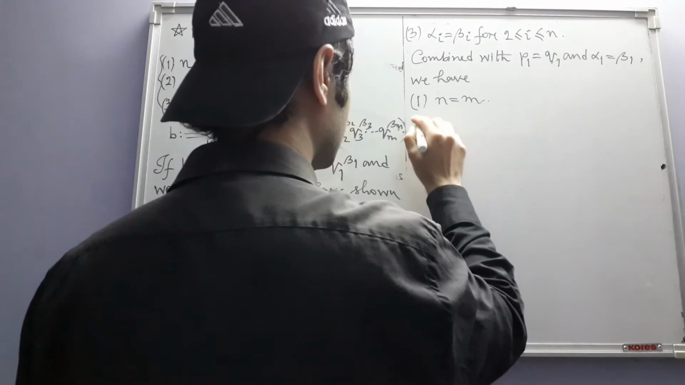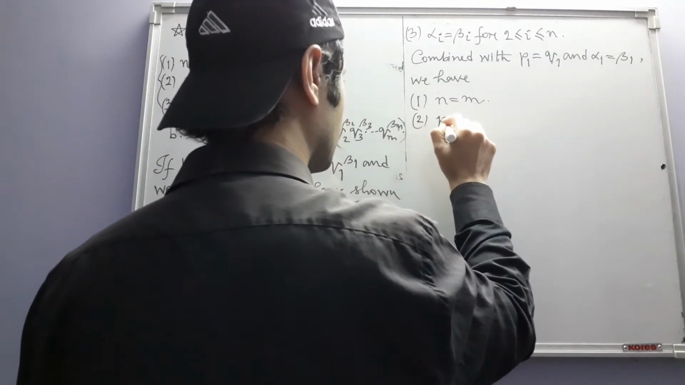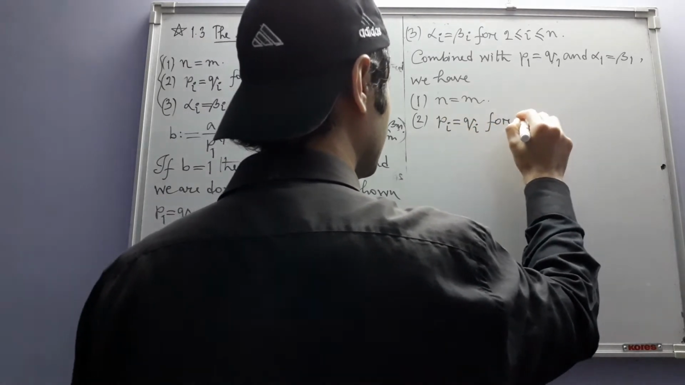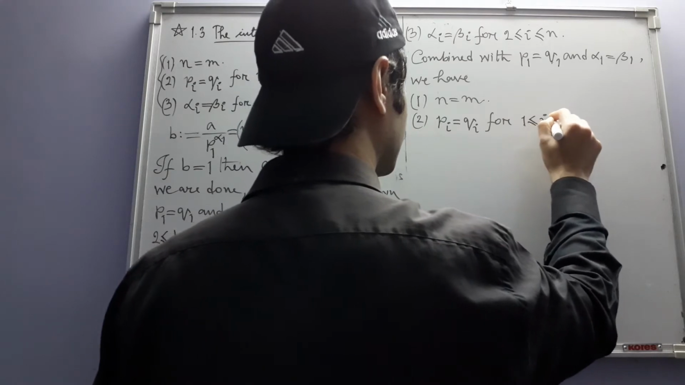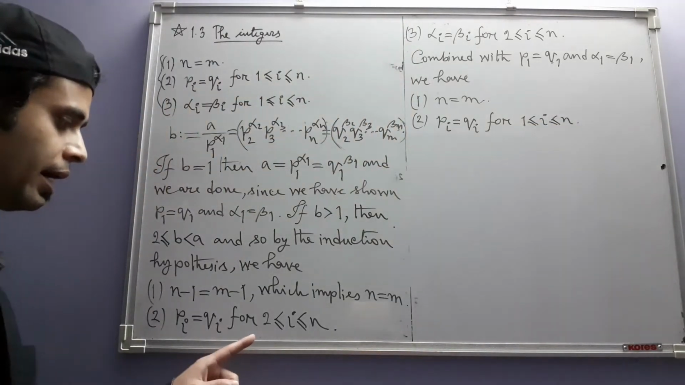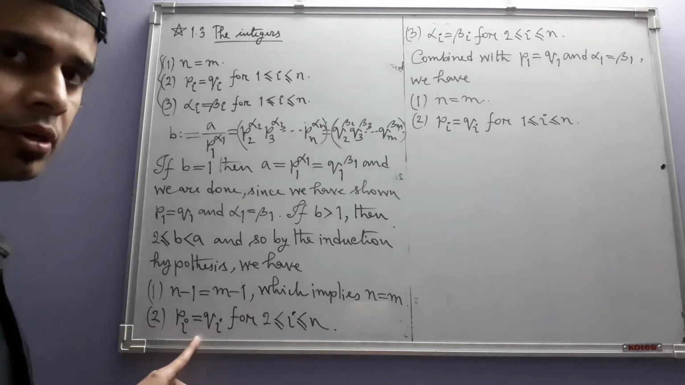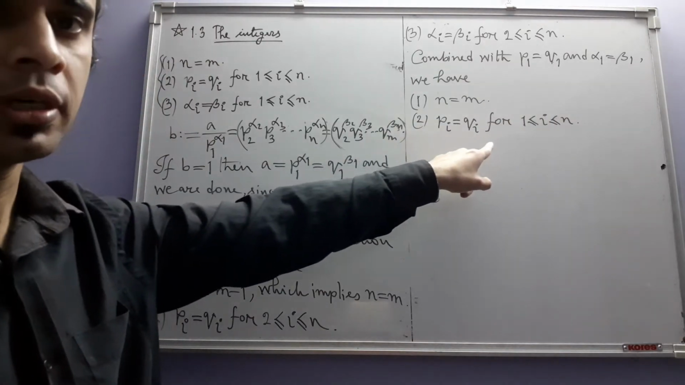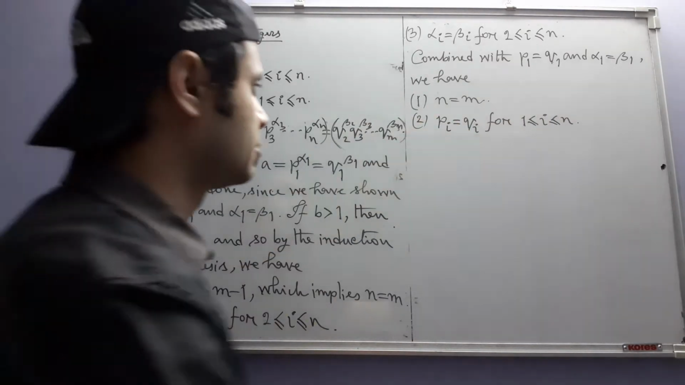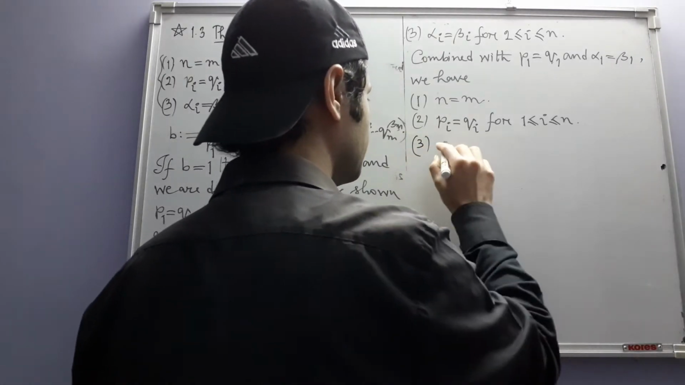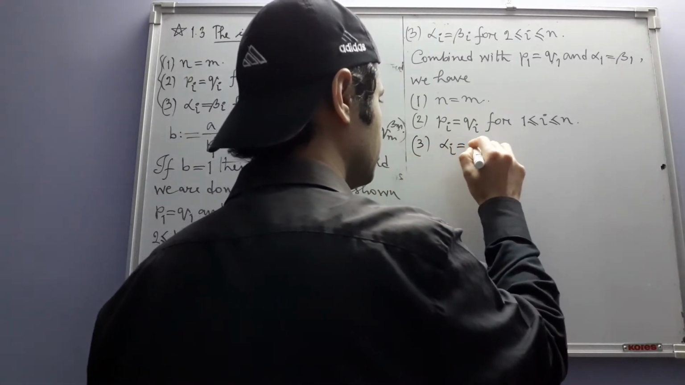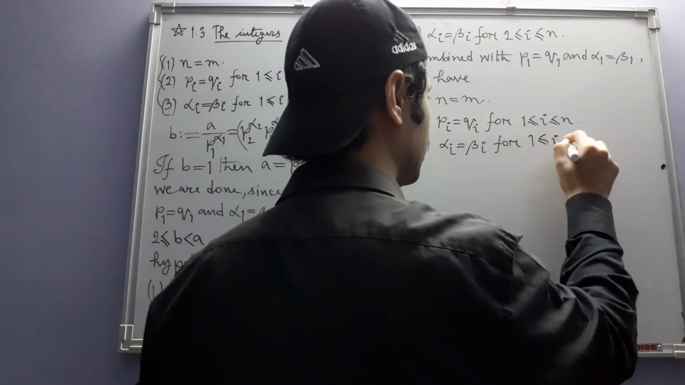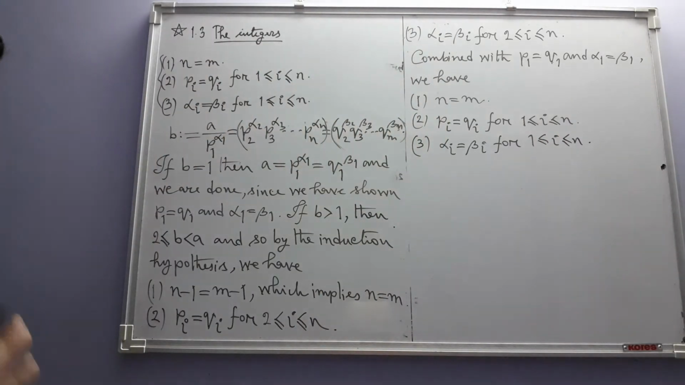We already have this. Number 2, now Pi is equal to Qi for I lying between 2 and n, we already have it from the induction. But additionally, we also have P1 equal to Q1. So taking that into consideration, we have this. And number 3 likewise gives me alpha I equal to beta I for I lying between 1 and n. This is precisely what we wanted to show.